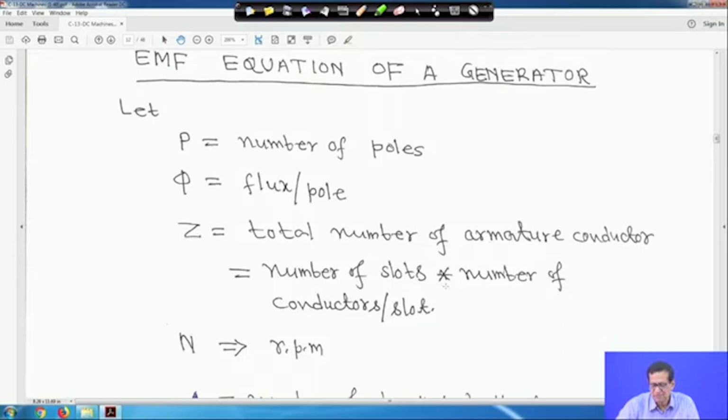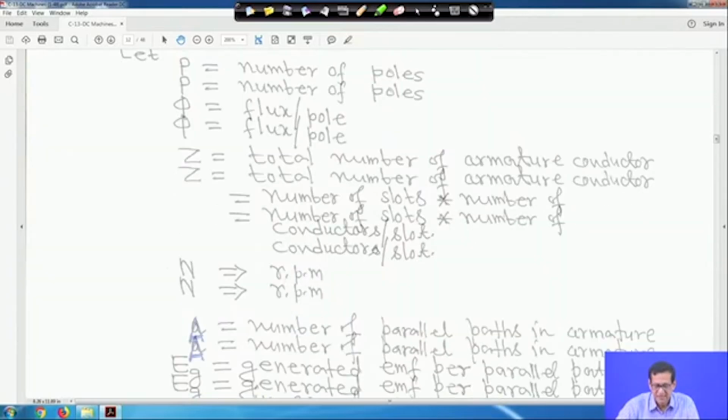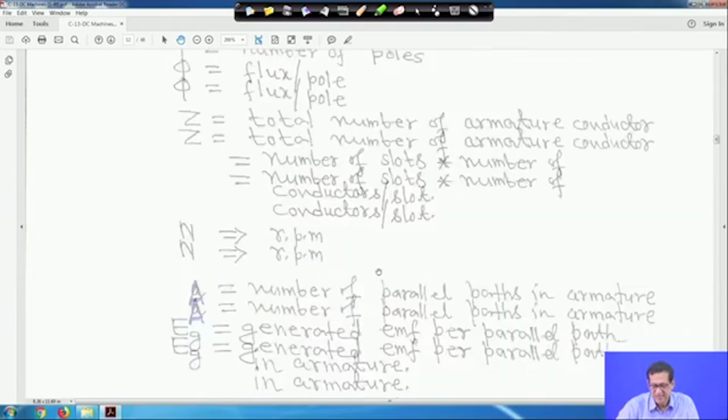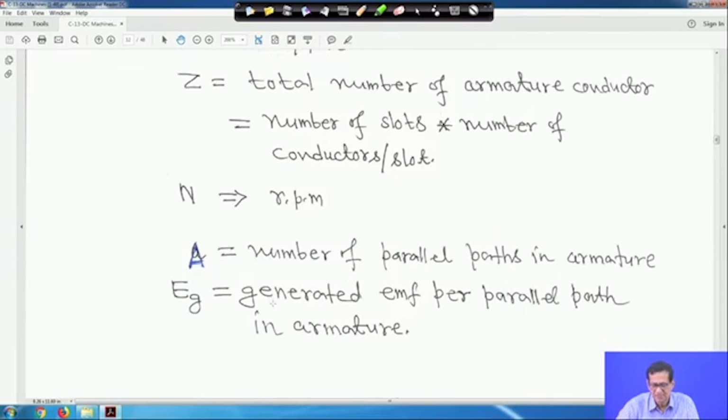So, number of slots into number of conductors per slot is the total number of conductors Z, right, and N is the speed given in RPM, revolutions per minute, and A is the number of parallel paths in the armature, Eg is the generated EMF per parallel path in the armature. Basically, DC machines are of two types, one is lap connected, another is wave.